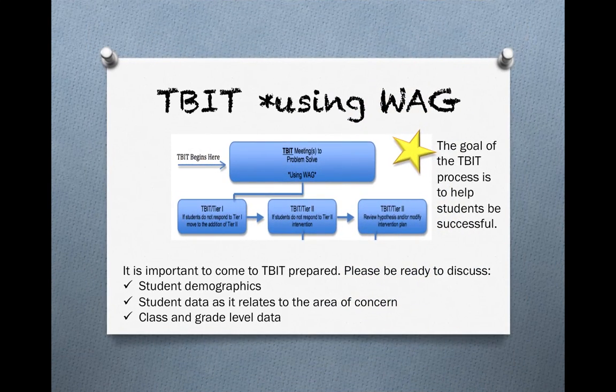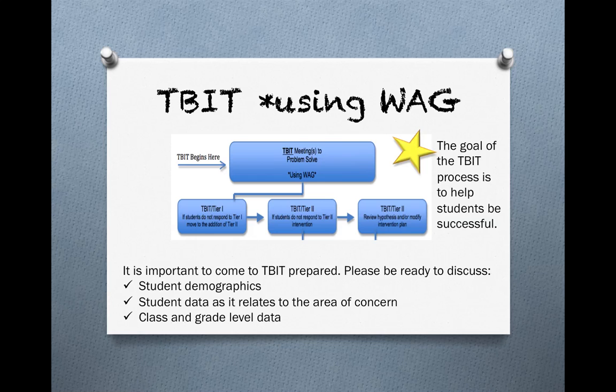In most cases, the problem-solving process for a student should begin at the TBIT level. TBIT meetings can be used to address concerns for an individual student or a small group of students. At the TBIT meeting, the grade level team will use the Wildcat Achievement Guide, also known as the WAG, to walk you through the problem-solving process. The RTI team members will facilitate the TBIT meeting.